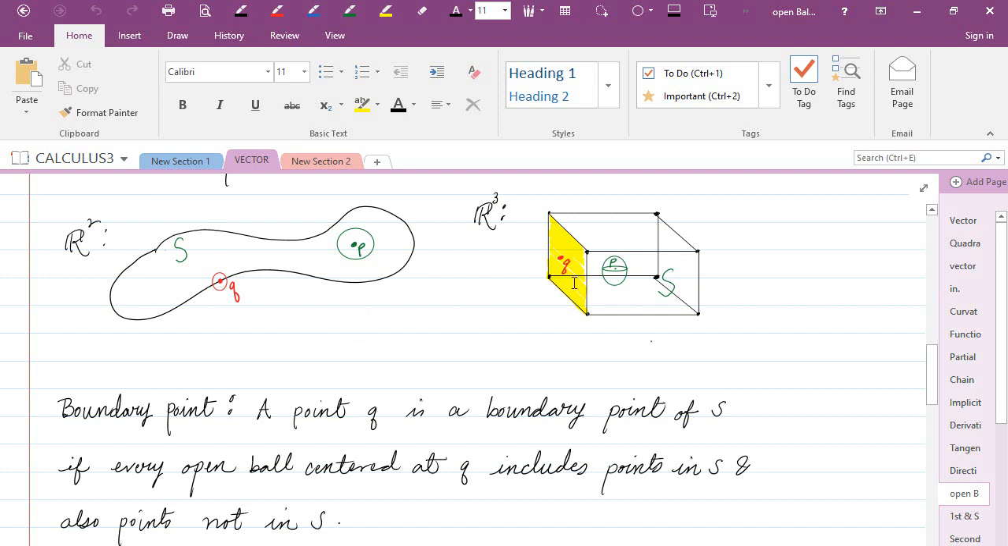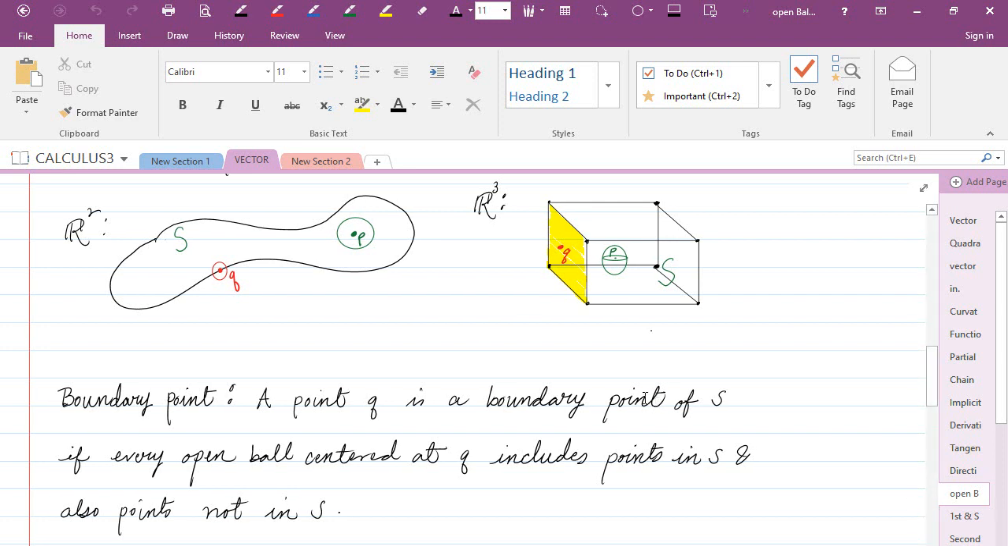So Q in both figures are called boundary points of S. So a point Q is a boundary point of S if every open ball centered at Q includes points in S and also points not in S.